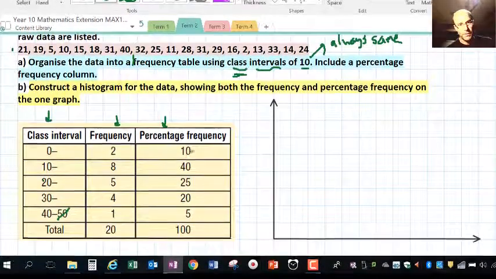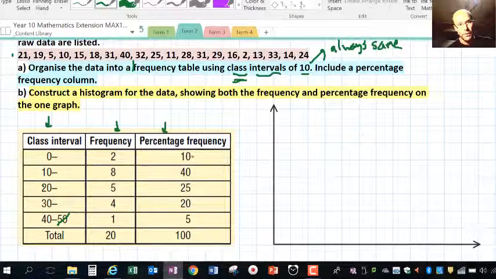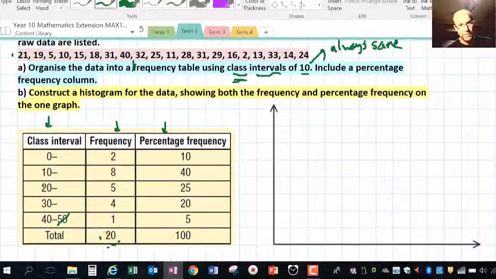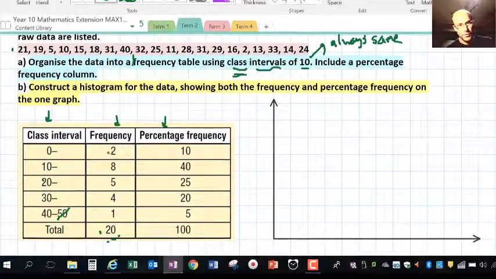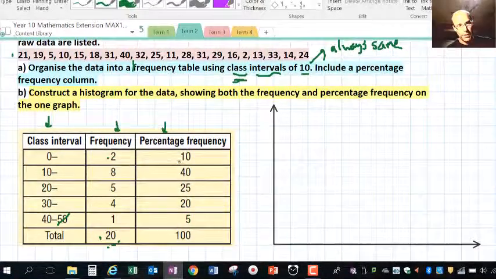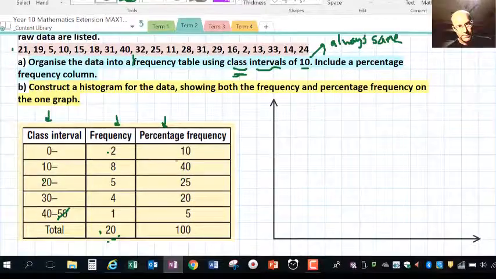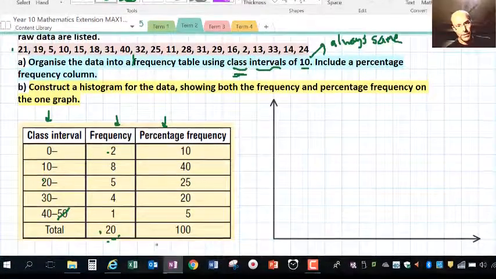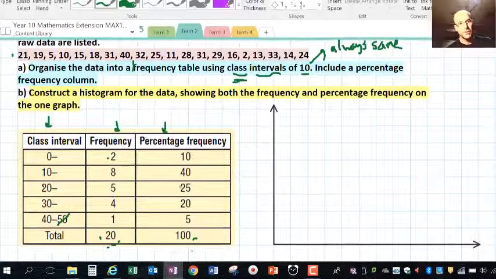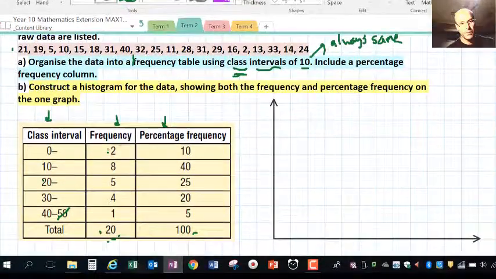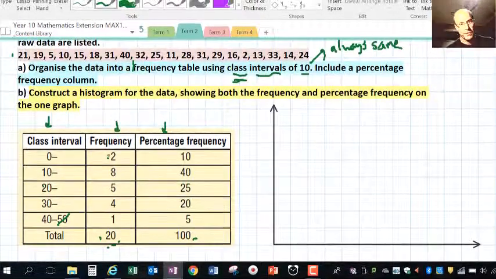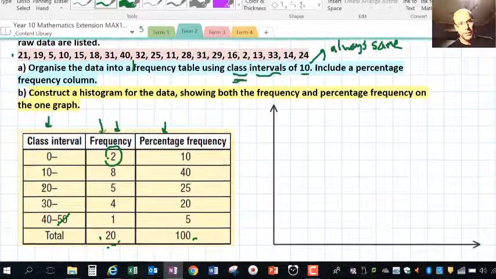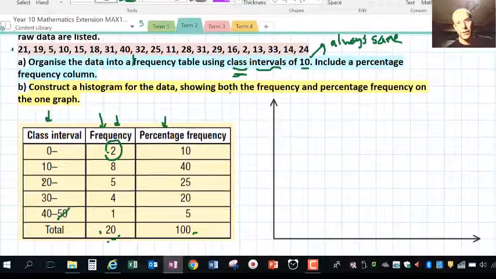Now we work out the percentage frequency if it's asked for by looking at the total. So there were 20 scores, and 2 out of 20 is 10%. 8 out of 20 is 40%, and so on. And of course, that should add to 100%. So percentage frequency literally is what percentage of the total is this frequency. And remember, the word frequency from your earlier studies is how often something occurs.